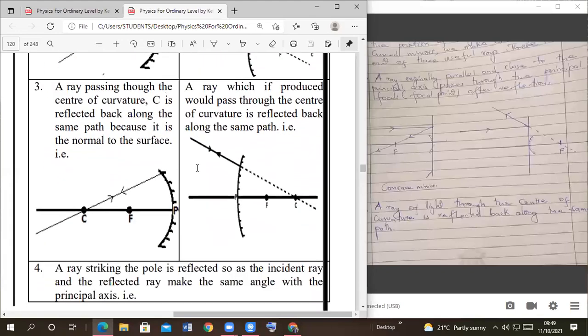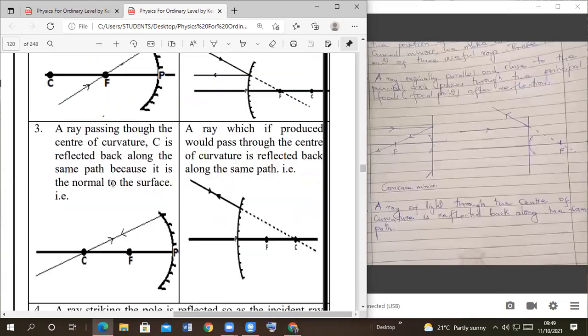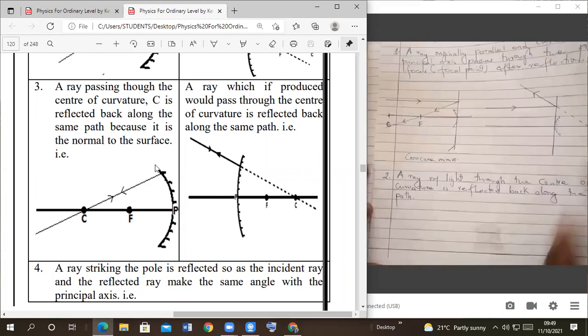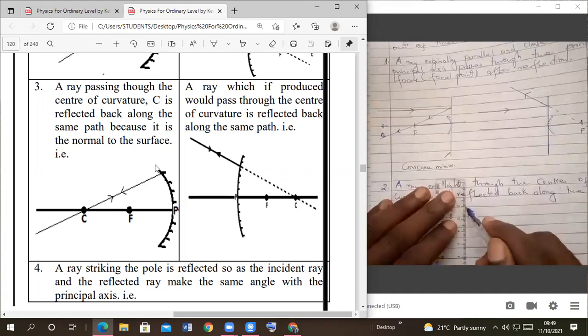Let me show you. I think from here I put it to be number 3 in our notes. I think that number 3, a ray through the center of curvature C is reflected back along the same path. Okay? It's reflected back along the same what? The same path. So can we draw that ray diagram? Can we draw that? So we shall have this.